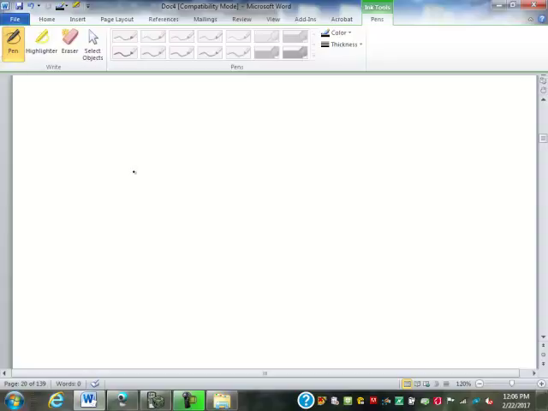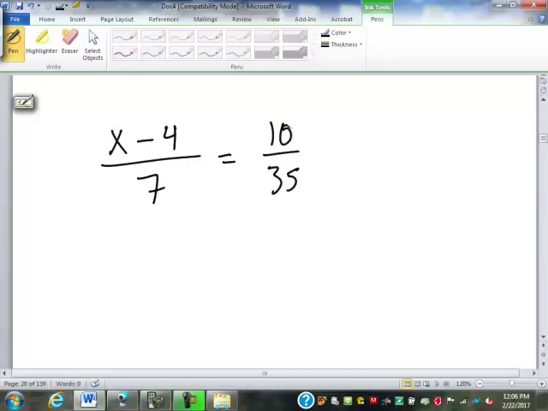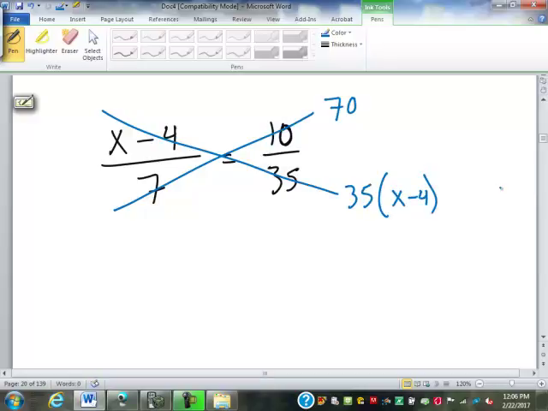But we run into ones like this. x minus 4 over 7 equals 10 over 35. So again, we could cross multiply and divide and set up another equation, but let's just go ahead and cross multiply. I'm going to do the diagonal that doesn't have a variable first. 7 times 10 is 70. This diagonal is going to be a little trickier. x minus 4 times 35. I'm going to do the 35 first. So 35 times x minus 4.